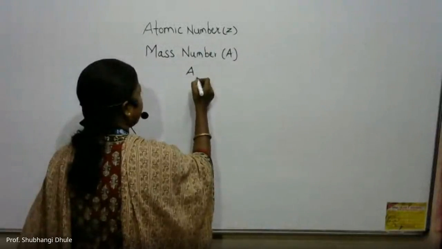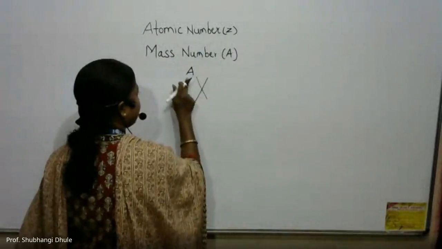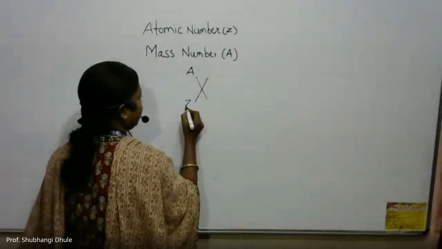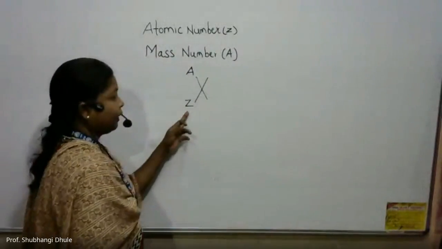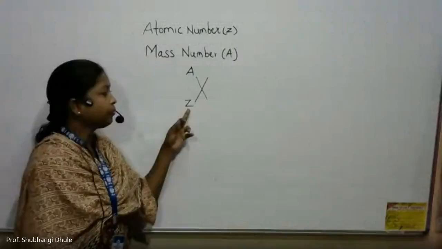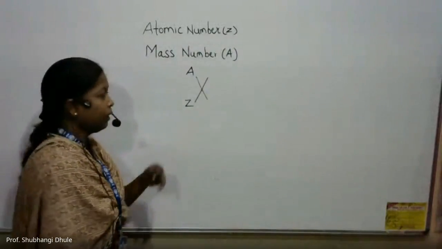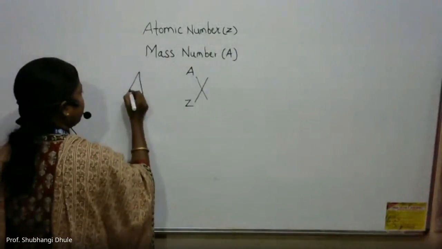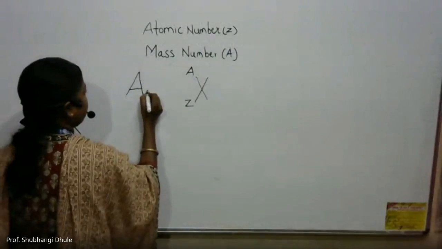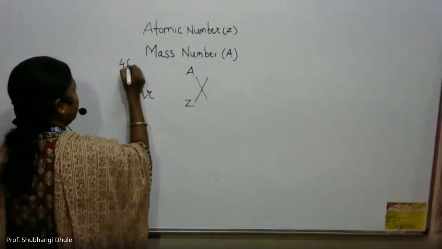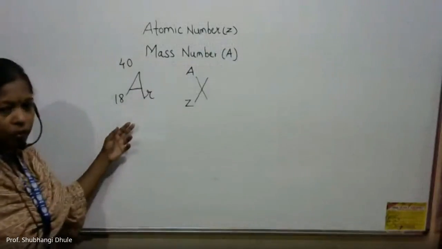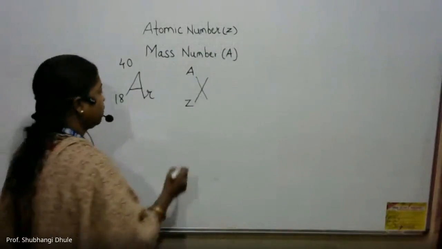Here the superscript on the left-hand side is the mass number A, and the subscript on the left is Z, that is the atomic number. I have also given you a simple numerical problem: argon having mass number 40 and atomic number 18, and you have to calculate the number of protons, electrons, and neutrons.